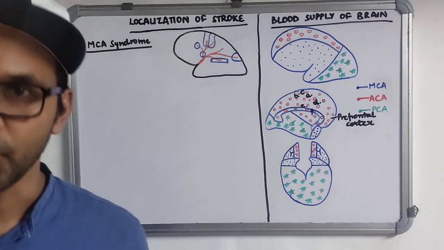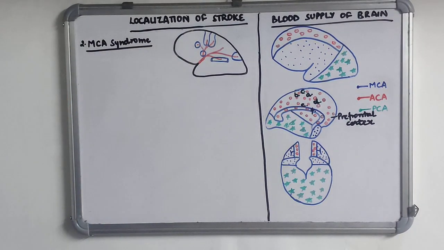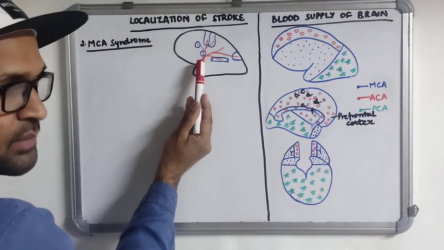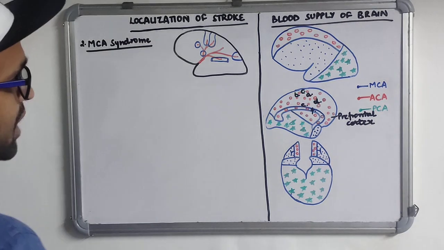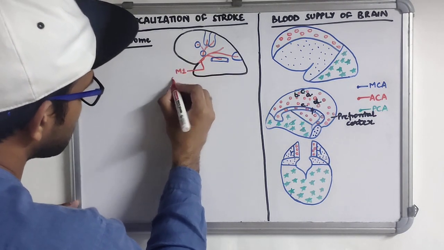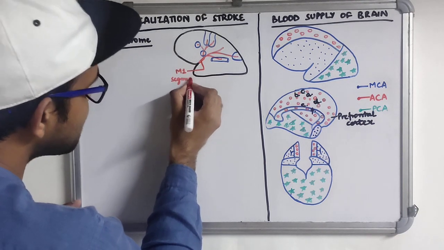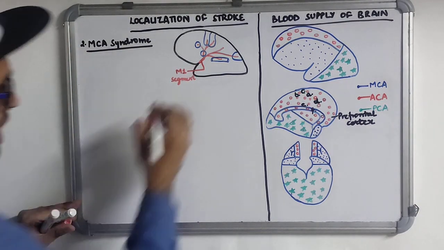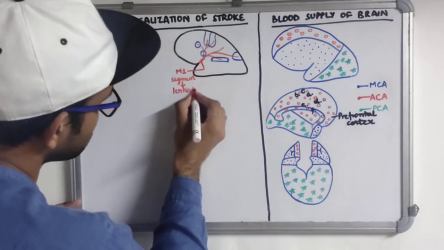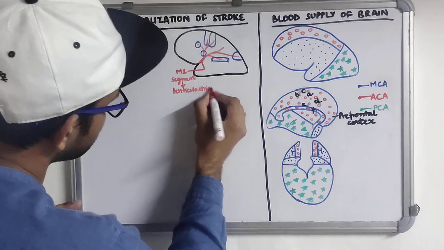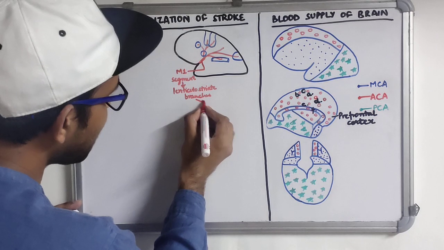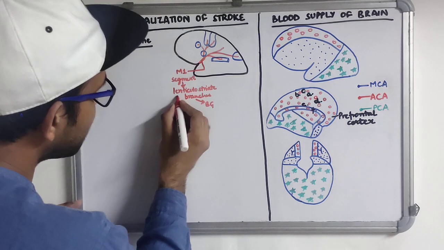So now we'll talk about the MCA syndrome. Here I am showing the main stem of the middle cerebral artery, also known as the M1 segment. It gives rise to penetrating lenticulostriate branches, which in turn supply the basal ganglia and the posterior limb of the internal capsule.